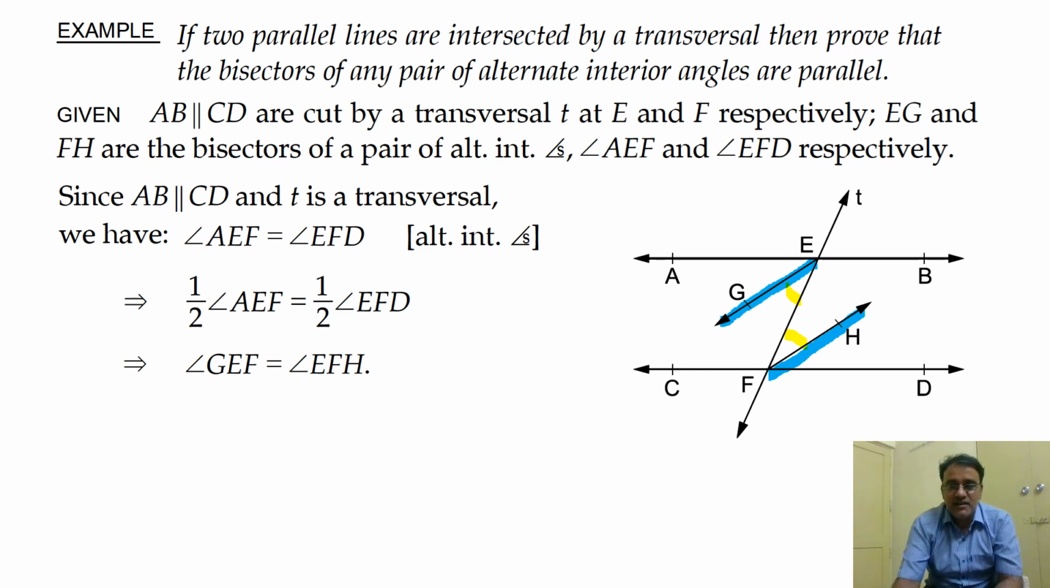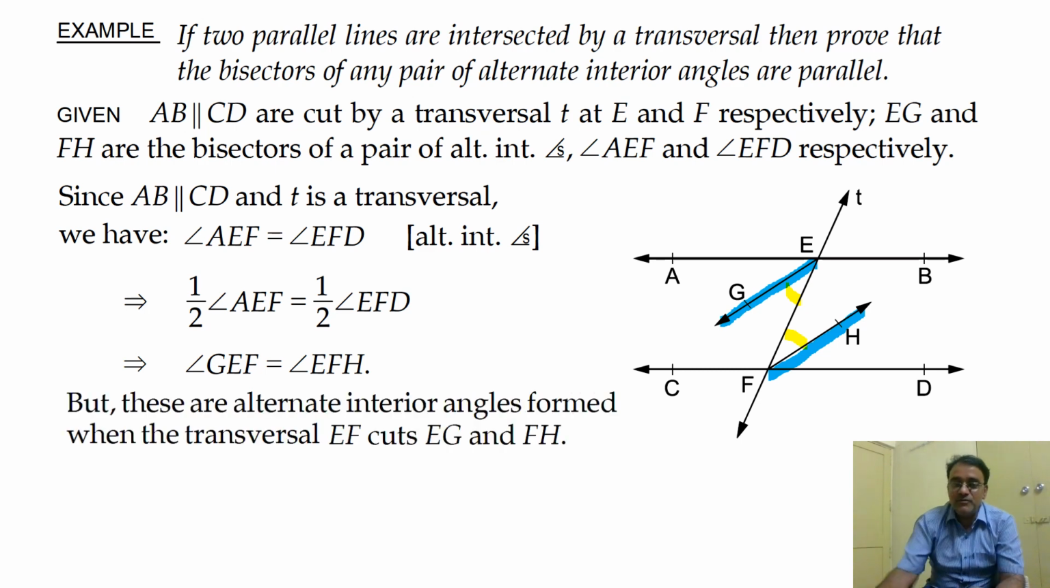Now these are alternate interior angles formed when the transversal EF cuts EG and FH. So therefore we conclude that EG is parallel to FH.